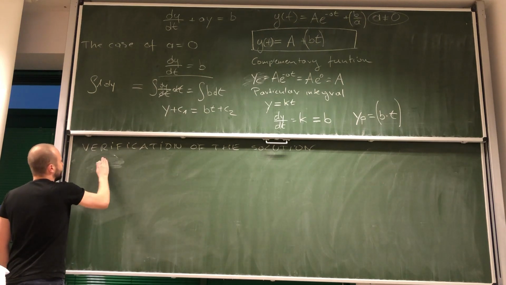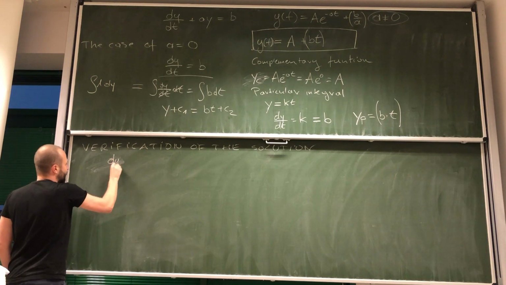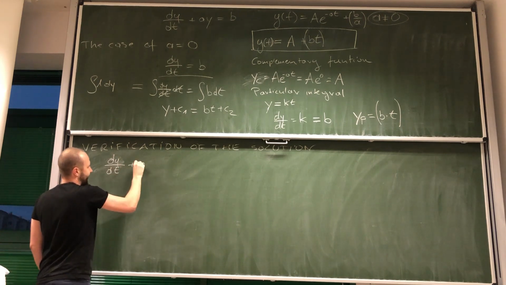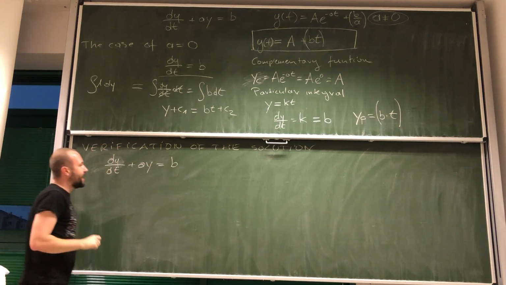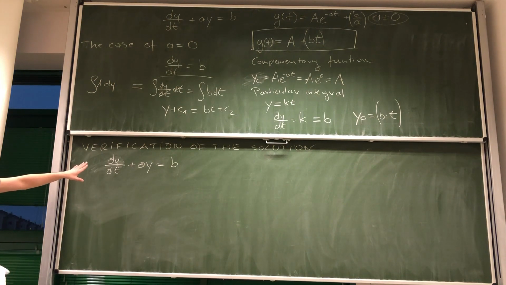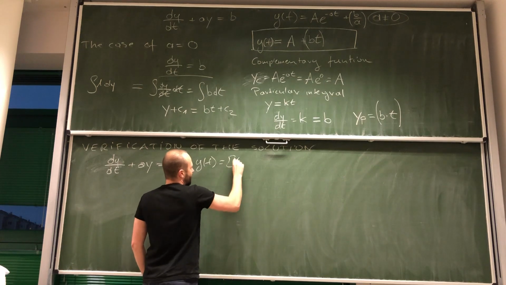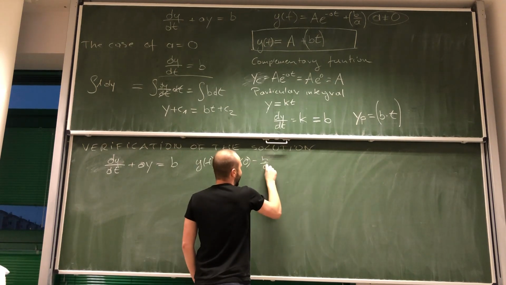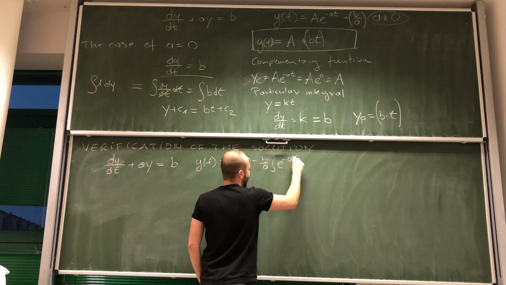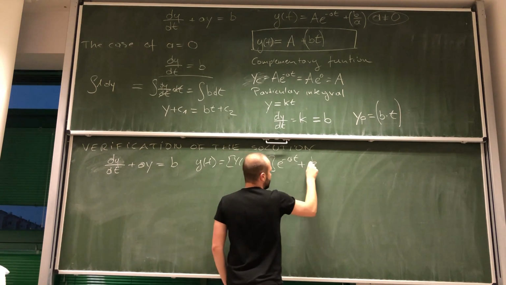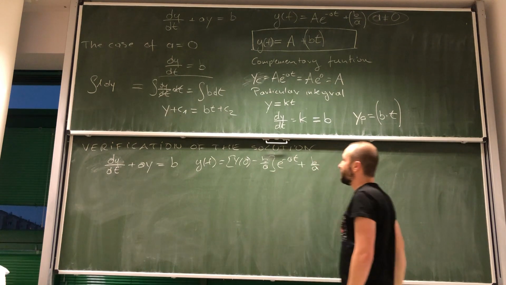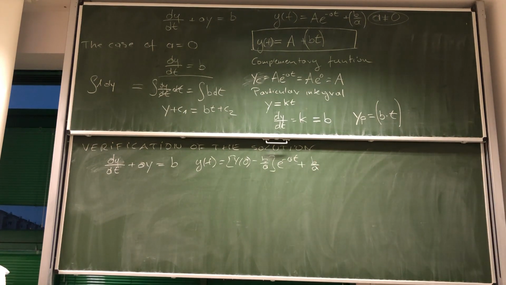Okay, so we have the differential equation dy/dt + ay = b. And we said the definite solution to this equation is given by y(t) = (y0 - b/a)e^(-at) + b/a. So, how can I check if this solution actually works? Well, we can do this very simply.